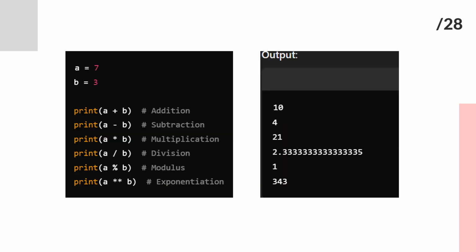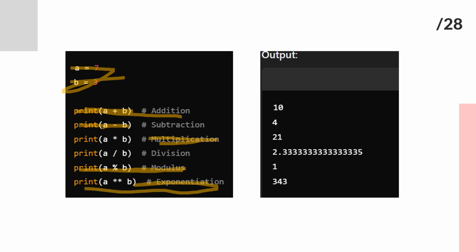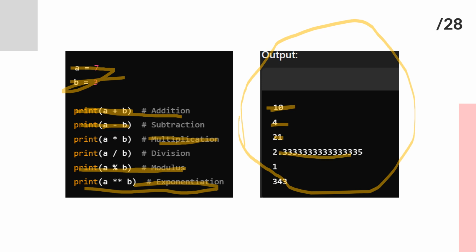So this is the basic code where we take these two variables, and here we do addition, and next is subtraction, and then multiplication, and then in this we do division, and in this we do modulus, and this is the exponentiation. So this is the output of this code: addition, subtraction, multiplication, division, modulus, and exponentiation.